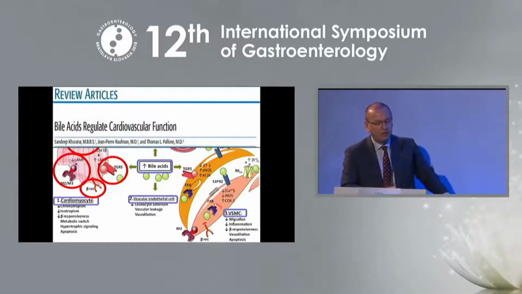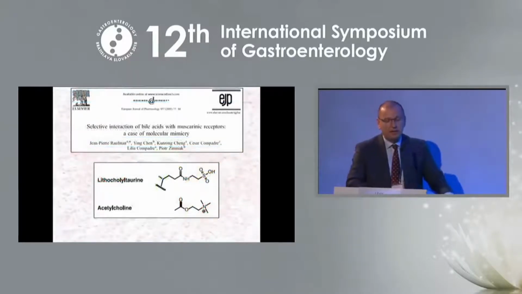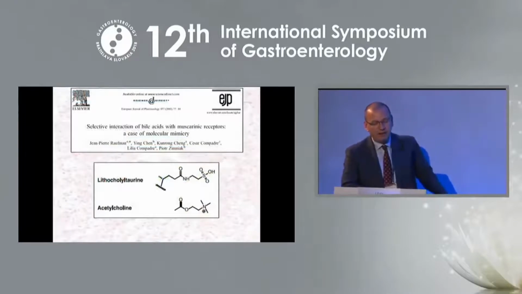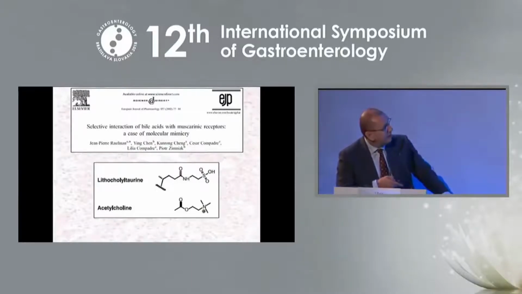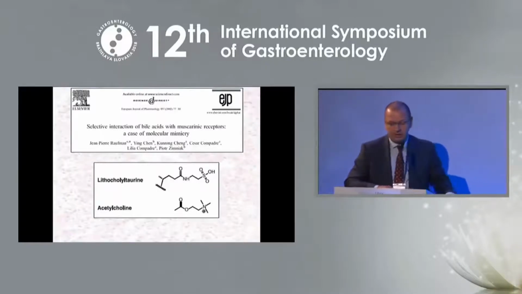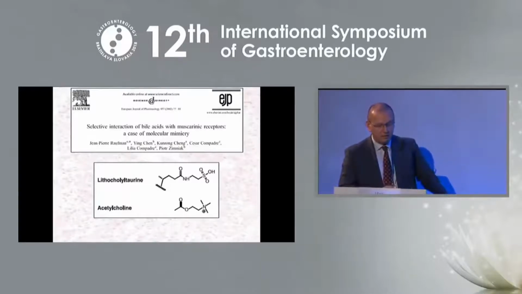And all this is summarized in this nice review paper. Look at this, how bile acids can act as muscarinic receptor modulators. As you may see here, there is a molecular mimicry, a molecular similarity between acetylcholine and lithocholic acid conjugated with taurine, and this is believed to be the reason why these molecules can act on the same receptor.